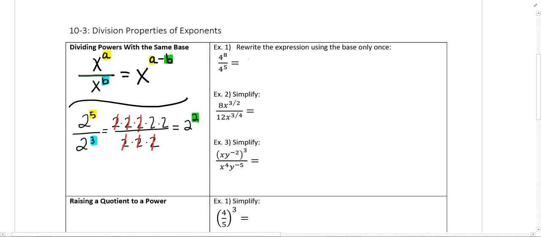All right, so rewrite the expression using the base only once. So 4 to the 8th divided by 4 to the 5th would be 4 to the 8 minus 5, or 4 to the 3rd.